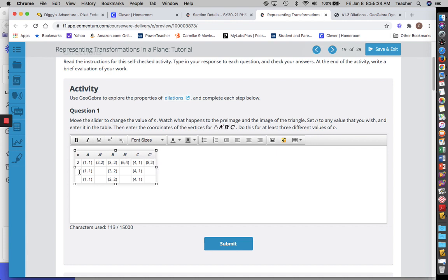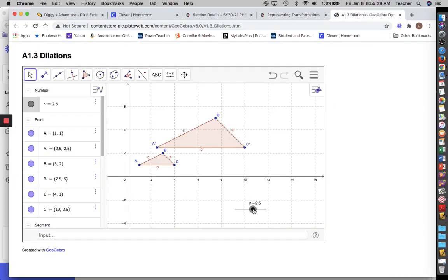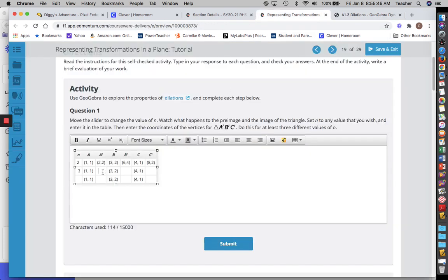All right, how about we triple the size? Let's make our scale factor 3. So triple the size means I'm multiplying everything by 3 now. There's my original, and 1 times 3 is 3, 1 times 3 is 3, 3 times 3 is 9, 2 times 3 is 6, 4 times 3 is 12, and 1 times 3 is 3. So everything's going to be triple the size. Multiply everything by 3. So this will be (3, 3), this will be (9, 6), and then (12, 3).